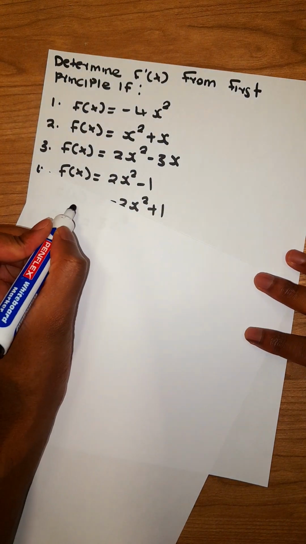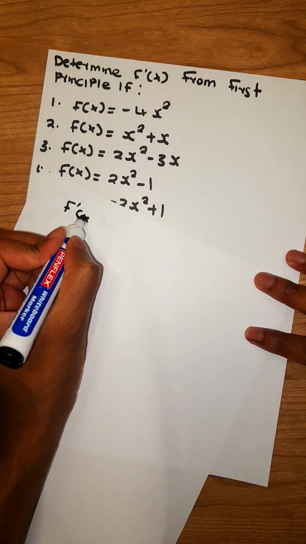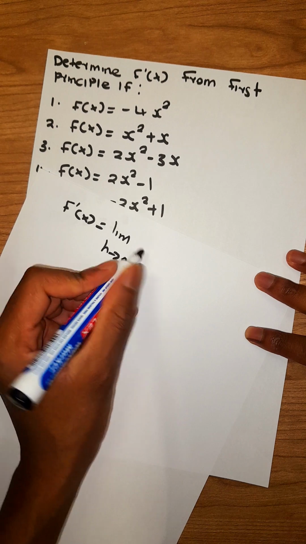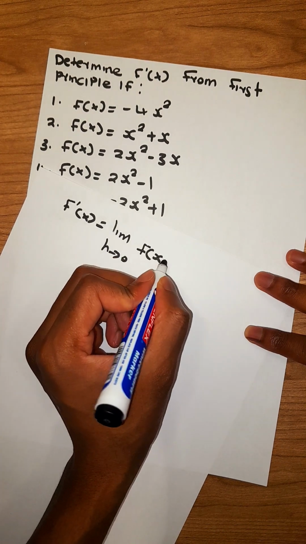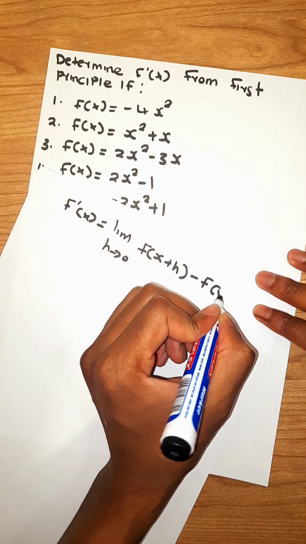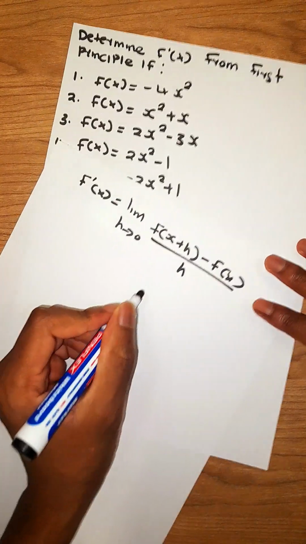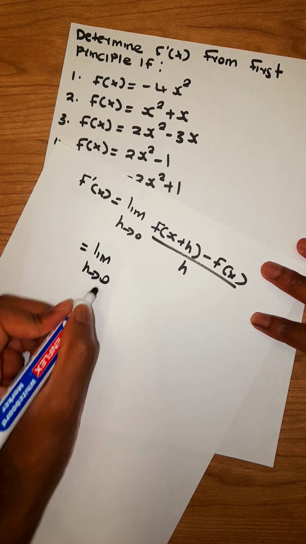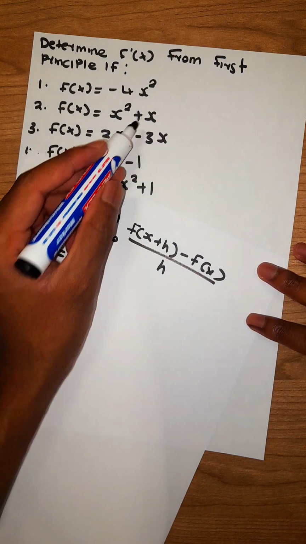So you know that you're going to use the formula f prime of x equals the limit as h approaches 0 of f of x plus h minus f of x, divided by h. So I want to find f prime of x as the limit as h approaches 0. So let's look at it.